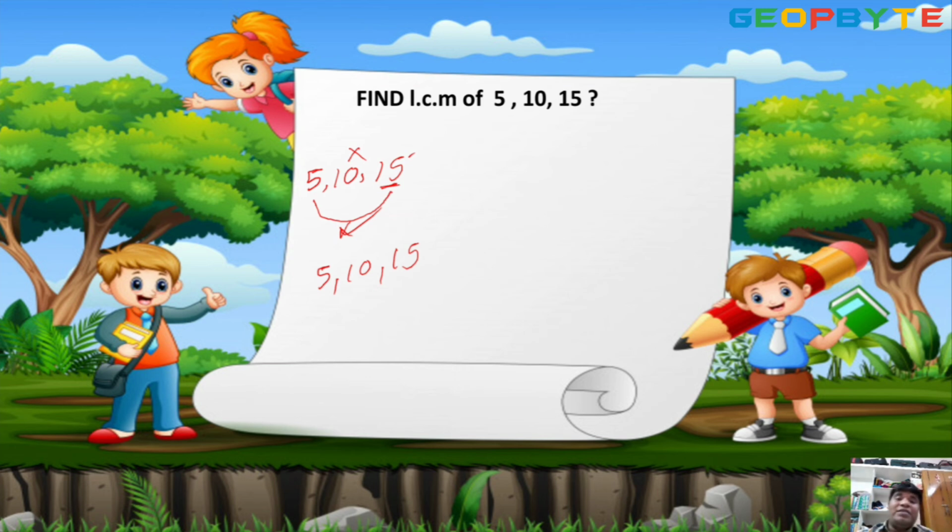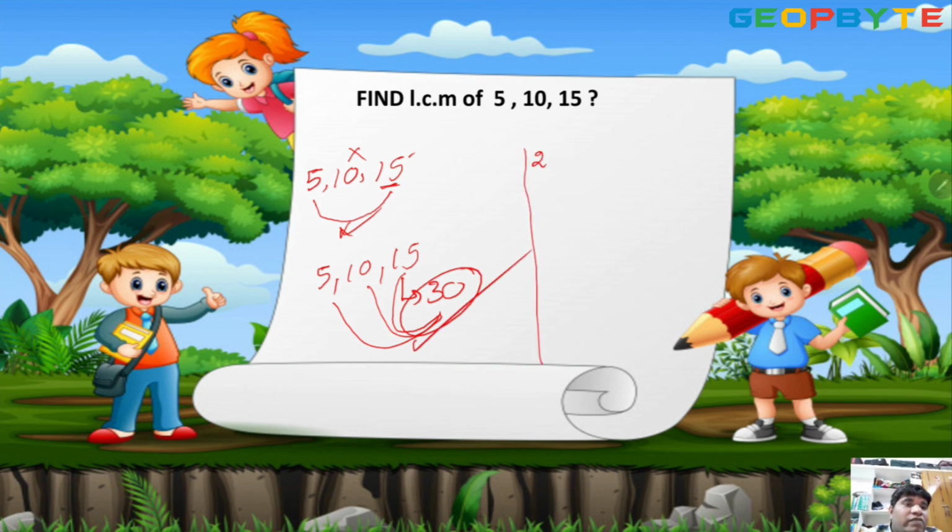In case the biggest number is not divisible by the remaining numbers, then we have to take the biggest number's multiples. Again check the condition every time: the number that is divisible by all the remaining numbers is the LCM. So 15's next multiple is 30. This 30 is divisible by 5, by 10, and by 15. So the LCM is 30. Direct answer.